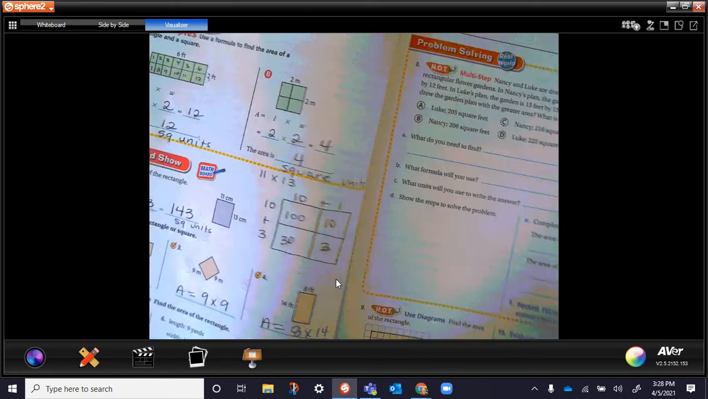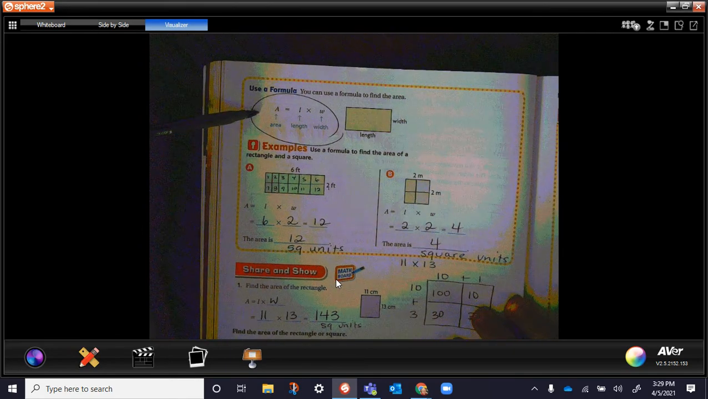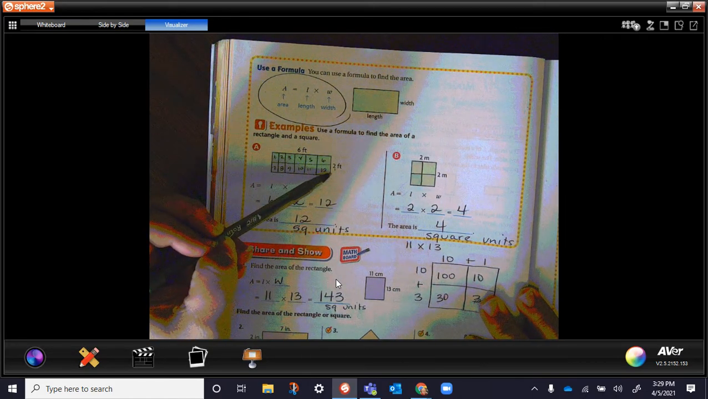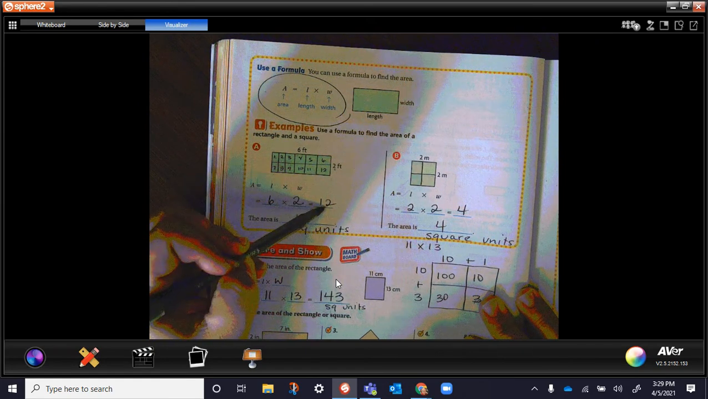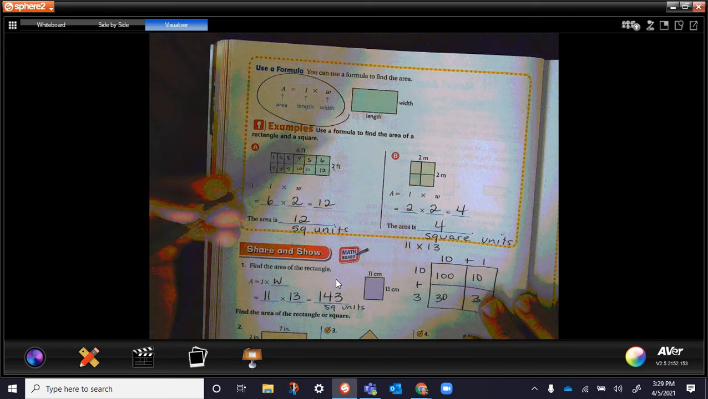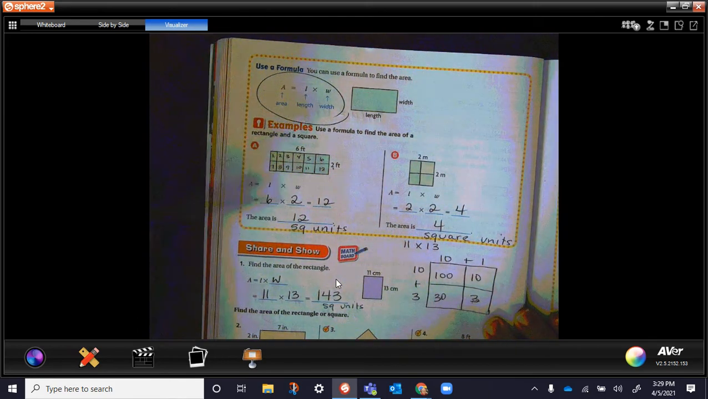Here on page 428, we went through here. Again, referencing that formula. So here we counted, we said, okay, if there's 6 across and 2 down, that would be 6 times 2, which is 12 square units. So we just showed what that would look like. Same thing here, 2 by 2 would be 4 square units. When you put in the square units, you can put SQ to abbreviate, or you can go ahead and write the whole thing out.